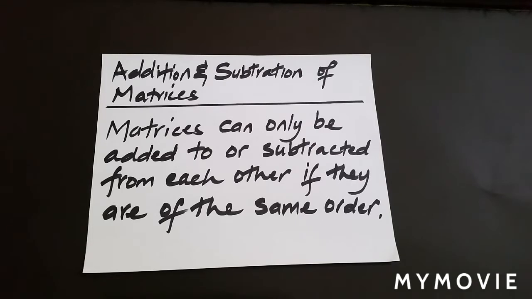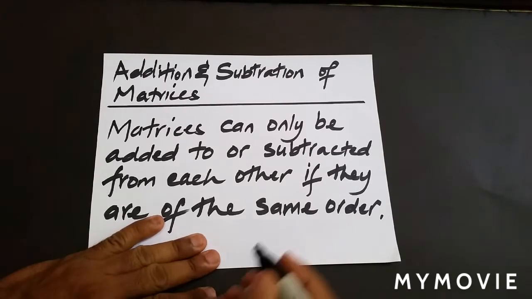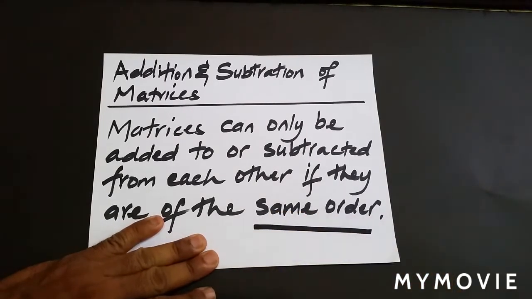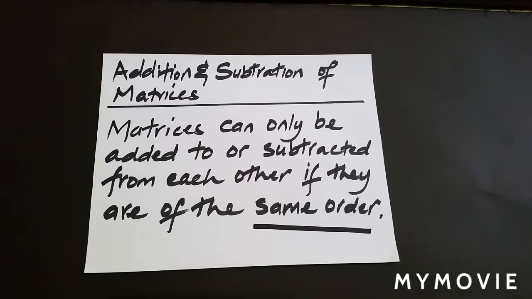So if they're not of the same order, addition cannot occur and subtraction cannot occur. So matrices can only be added to or subtracted from each other if they are of the same order. If they're not of the same order, this addition or subtraction cannot occur. So in other words, you can't take any two matrices and proceed to add them together. They must be of the same order.